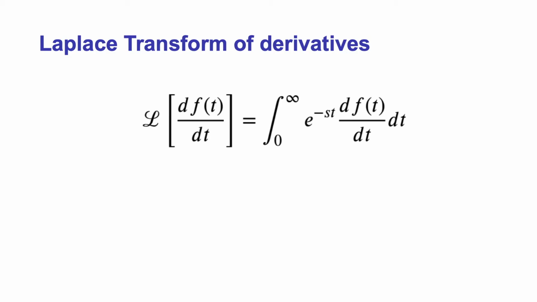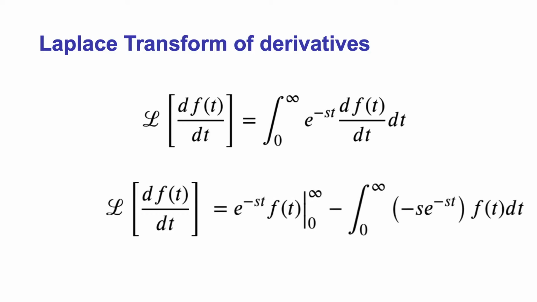The basic idea of transforming a differential equation into a polynomial equation rests upon the definition of the Laplace transform of derivatives. To this end, the Laplace transform of the first derivative of f in t is defined by this expression. By using integration by parts, this equation can be expressed as e to the minus st times f in t evaluated from infinity to 0 minus the integral in time from 0 to infinity of minus s e elevated to minus st multiplied by f in t.